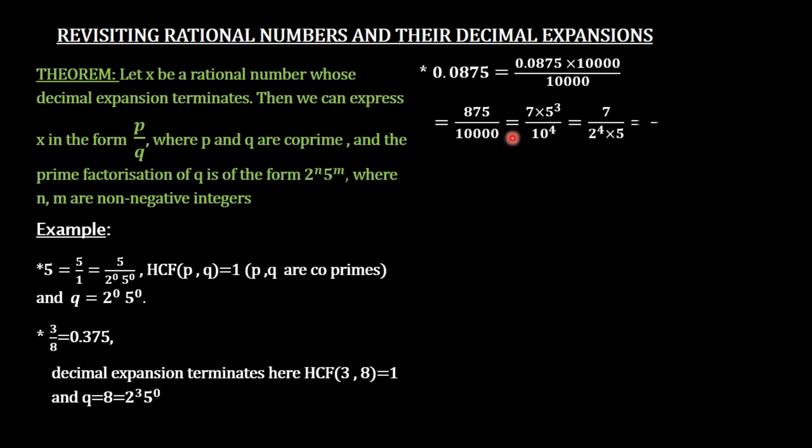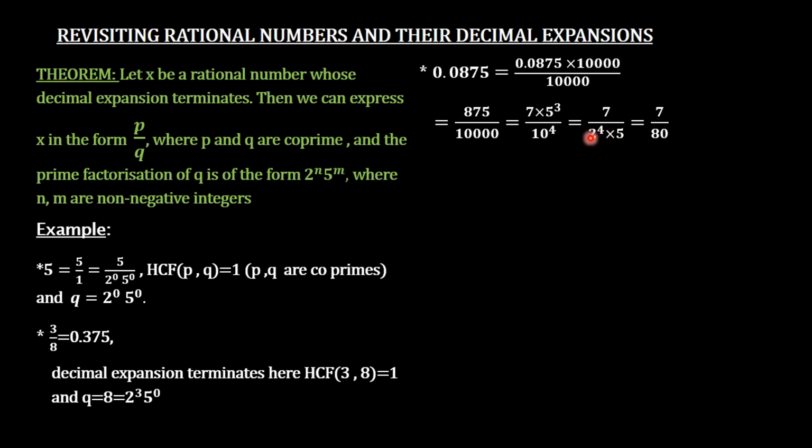So what we are going to do is split 875, which is 7 into 5 cube, and 10,000, which is 10 raised to 4, into 2 raised to 4 into 5 raised to 4. Here we have 5 cube and here we have 5 raised to 4. Then by cancelling we will get 5.